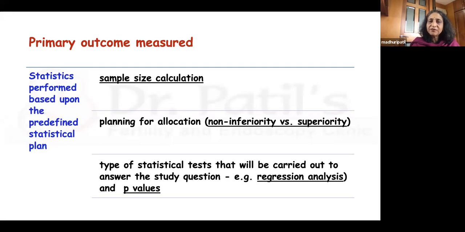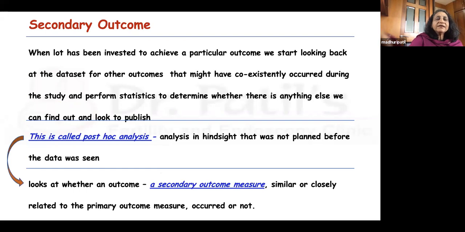We have to do the planning for the allocation, whether it's a non-inferiority versus a superiority trial, and the type of statistical test that will be carried out to answer the questions, like the regression analysis as well as the p-value. And then we also have certain secondary outcomes.